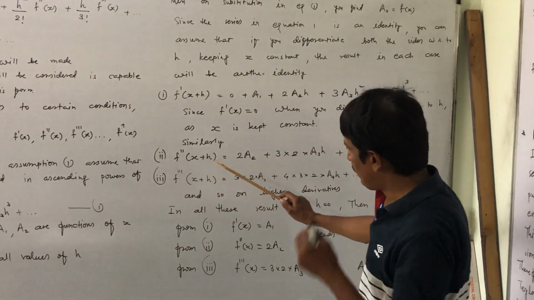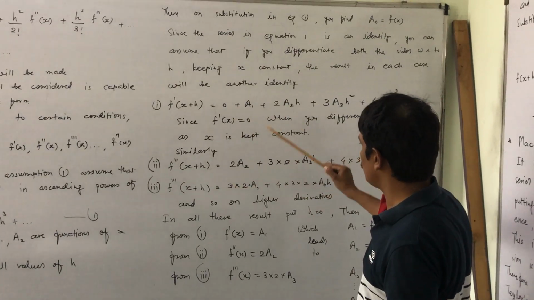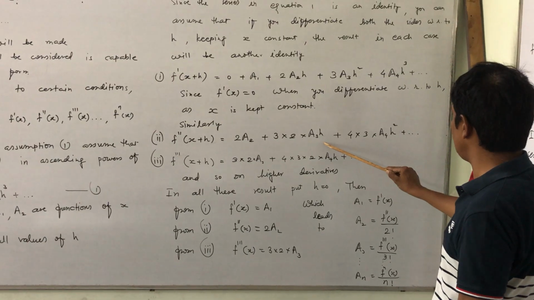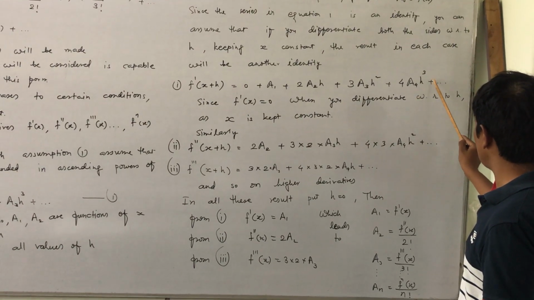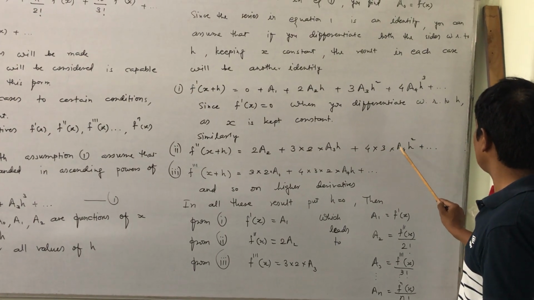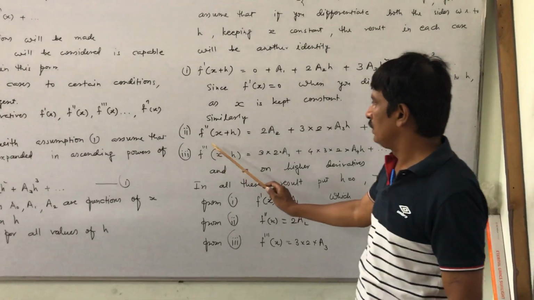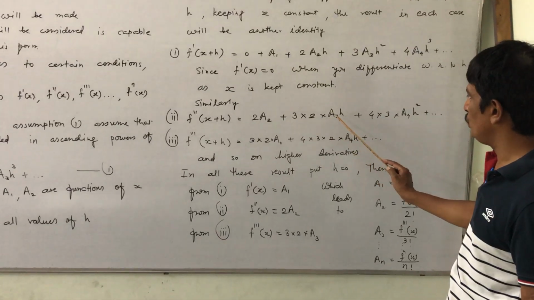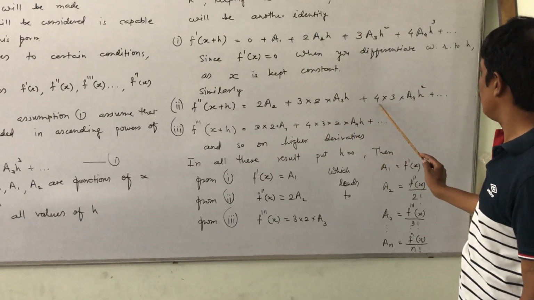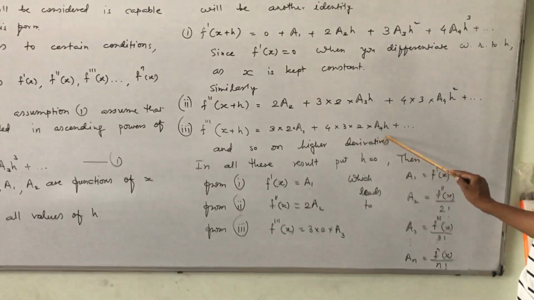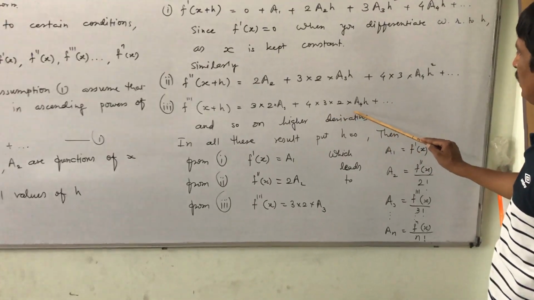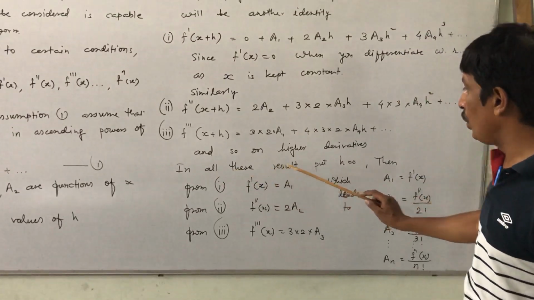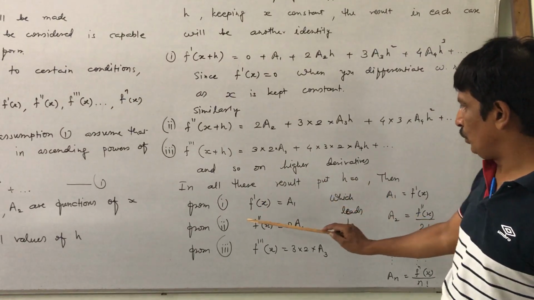Number 2, f''(x+h), the further derivative: 2a2 + 3·2·a3h + 4·3·a4h² and so on. f'''(x+h), the further derivative: this term is 0, 3·2·a3, then 4·3·2·a4h and so on. Higher derivatives follow similarly. In all these results, put h equal to 0.